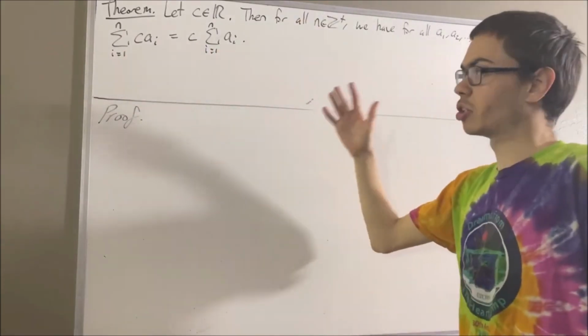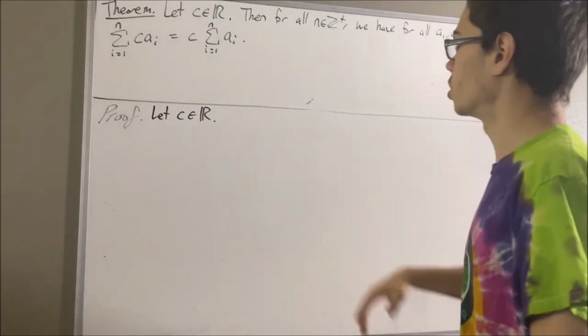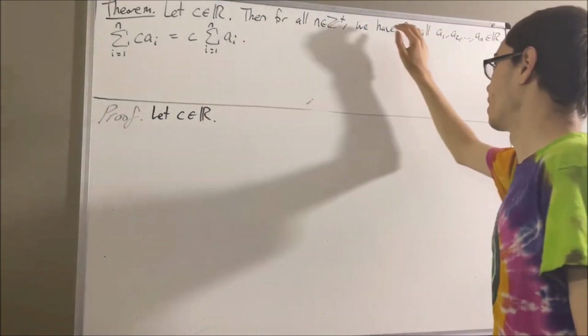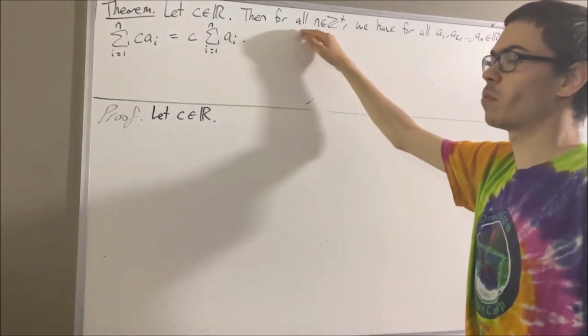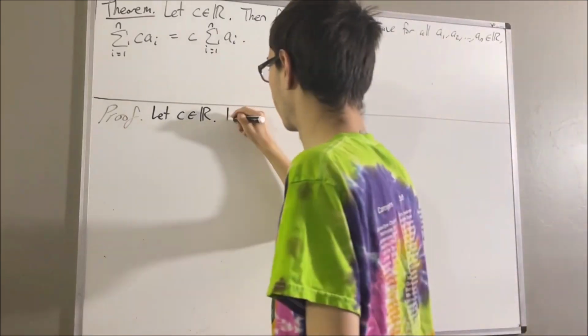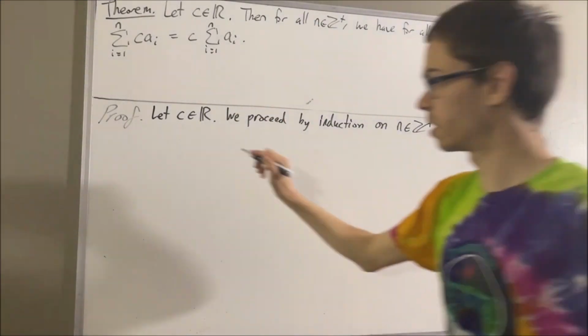Okay, now let's start out the proof. Let's give ourselves a real number C. And our goal is to prove that for all positive integers n, this is true. And since we're trying to prove a statement about all positive integers, let's use induction. So let's start with the base case.